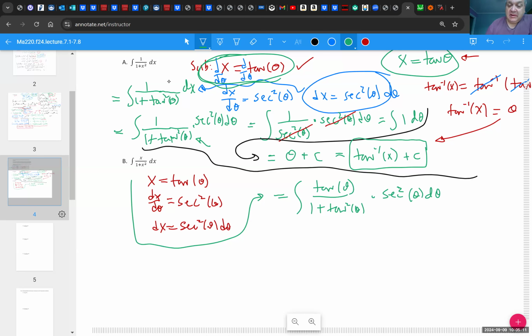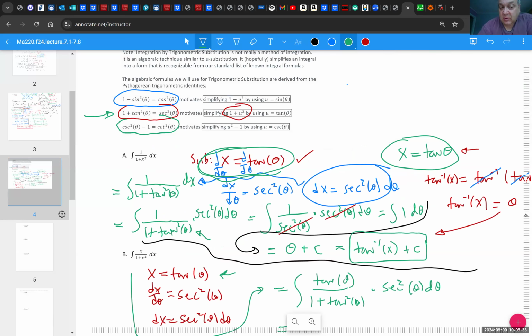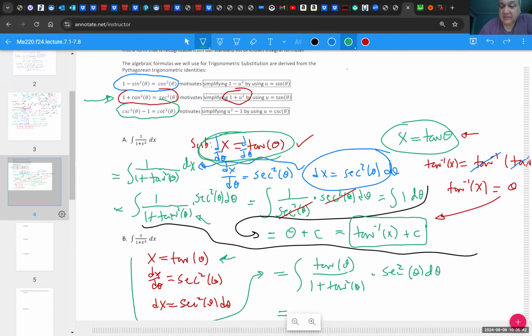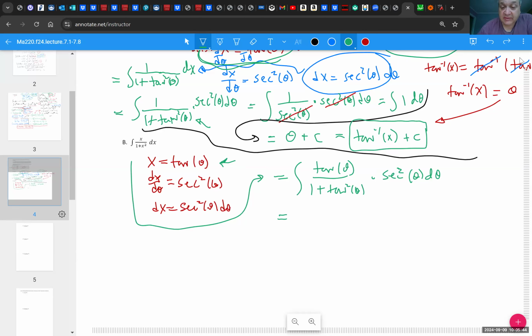Now, this needs to have gotten simpler. Otherwise, we're not doing a process which is going to be helpful. So we want to make sure that the new thing we get is actually simpler than what we started with. And let's simplify this to see if indeed that's the case. Remember, the reason why we're doing this substitution, x equals tangent theta, is that 1 plus tangent squared theta can be simplified as secant squared theta. So remember, we got this simplification here. 1 plus tangent squared is equal to secant squared, and that's why this substitution is a good one to try, because it takes advantage of that Pythagorean trigonometric identity.